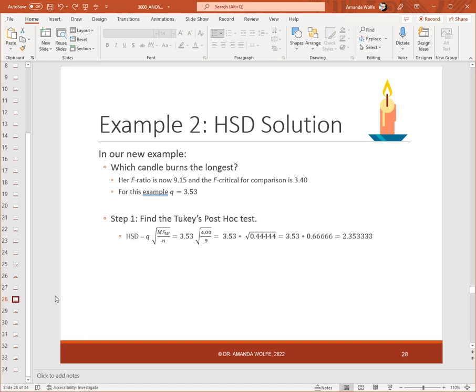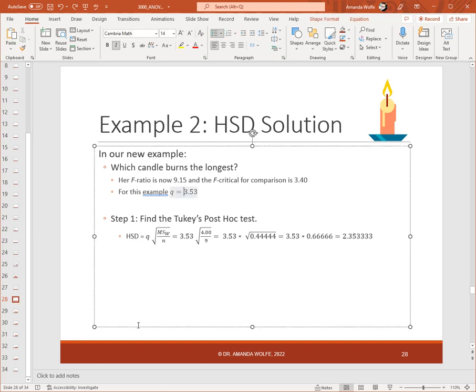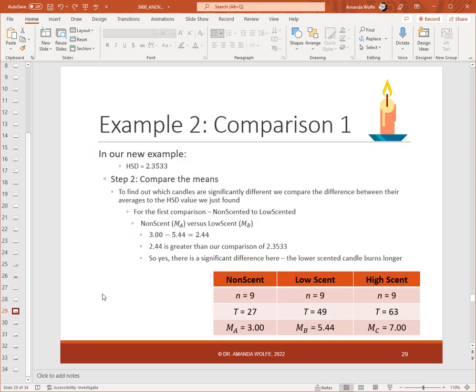Did you get the same answer? When you fill everything in, you should get 2.353 forever. So that's our Tukey's post hoc test result. Step 2 is now we're going to compare our averages, compare our means. This will help us find out which candles are significantly different.